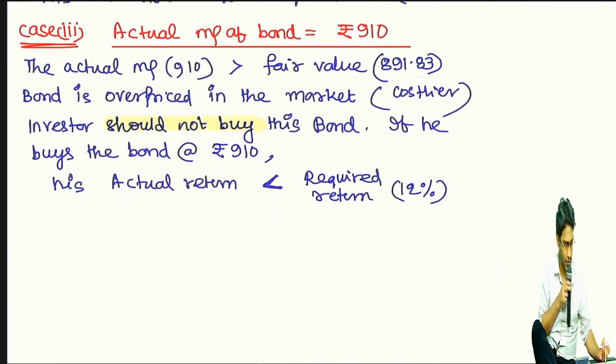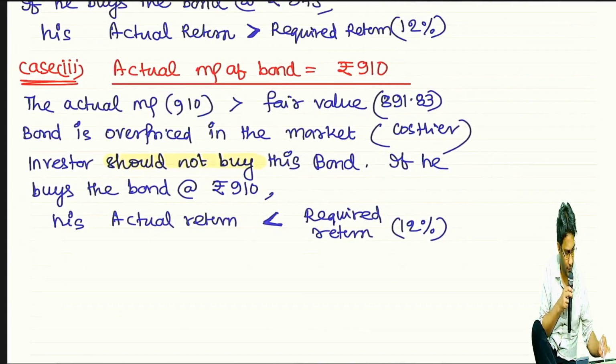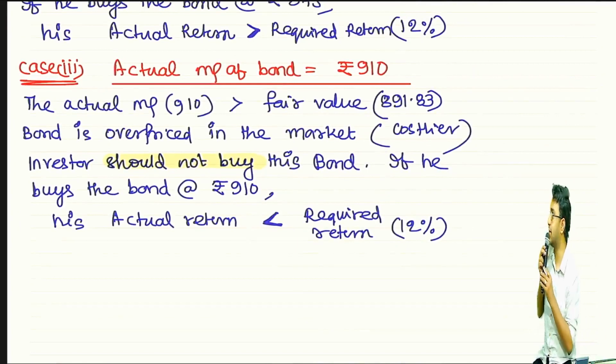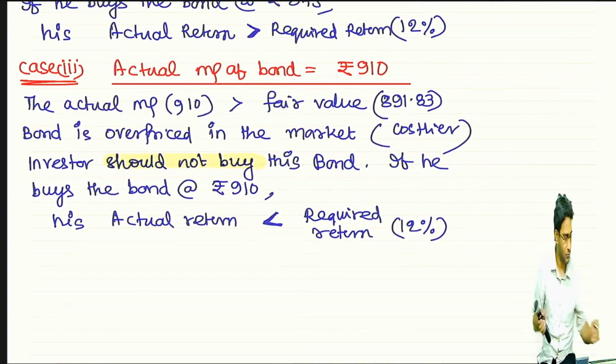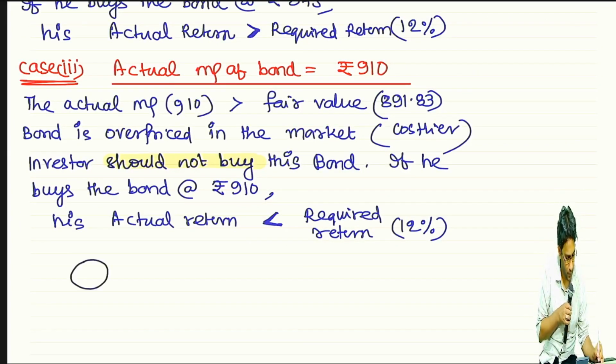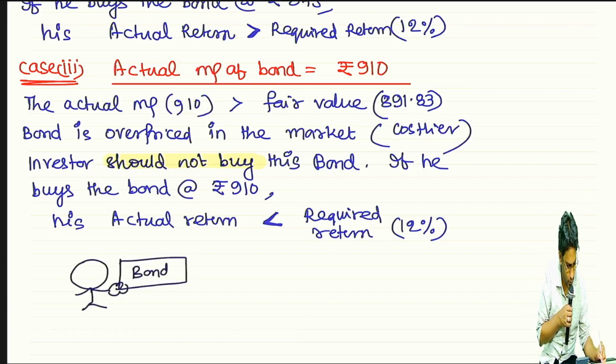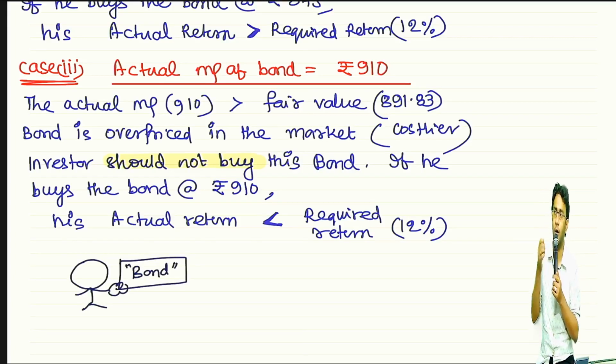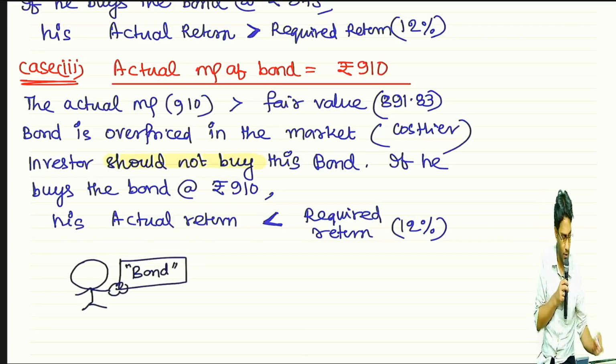So first case buy, correctly priced, underpriced also buy, but when it's overpriced you should not buy. I'll give you one more decision in third case. Listen. Sir, you are an investor already holding the bond. You are not a new investor, sir. You are an existing investor. In your hands, bond is already there.